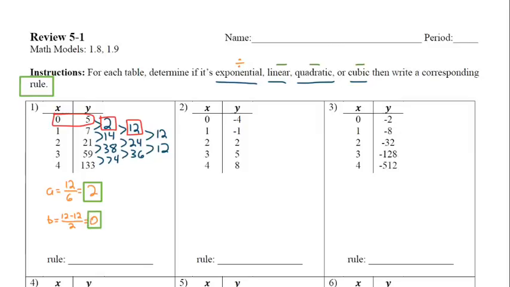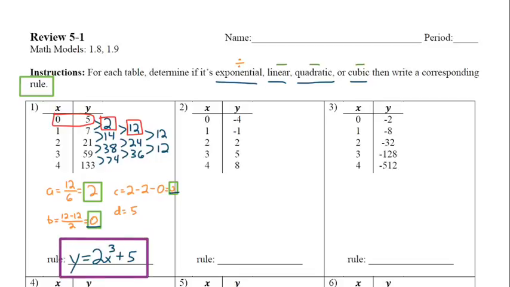Okay. Your C value is your very first, which in this case is 2, minus A, which is also 2, minus B, which is 0. So that equals 0. Now last but not least, D is your start. And when x is 0 in this case, y is 5. So your equation is y equals 2x to the third power. We don't need an x squared because of the 0. We don't need an x because of the 0. But we do need a 5 because our starting point is 5. And that's your equation for number 1.